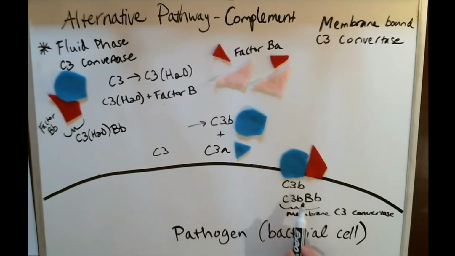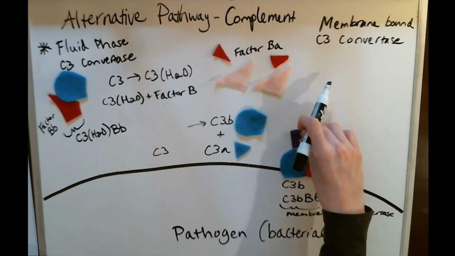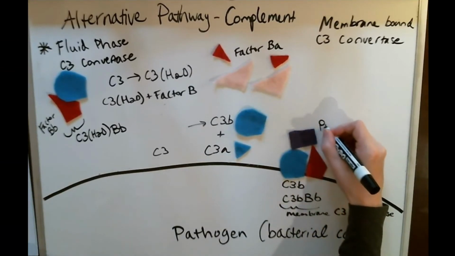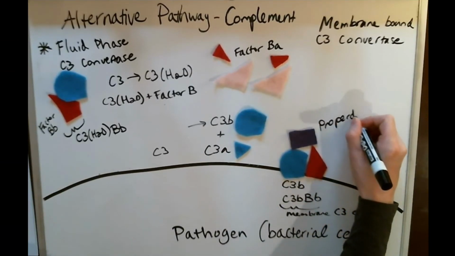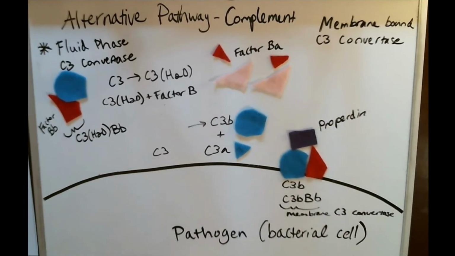So one of the ways in which we can form that C5 convertase is through a protein called properdin. Now properdin is something that's going to help stabilize this membrane-bound C3 convertase and really make sure that it stays in the membrane. So properdin comes along and binds to that. And it helps it be stabilized so that now it can actually start to form C5 convertase.